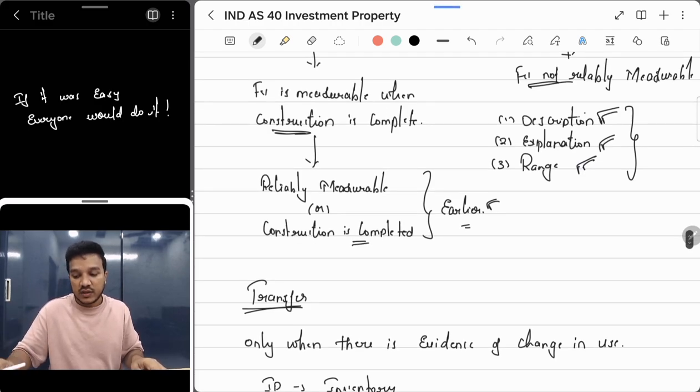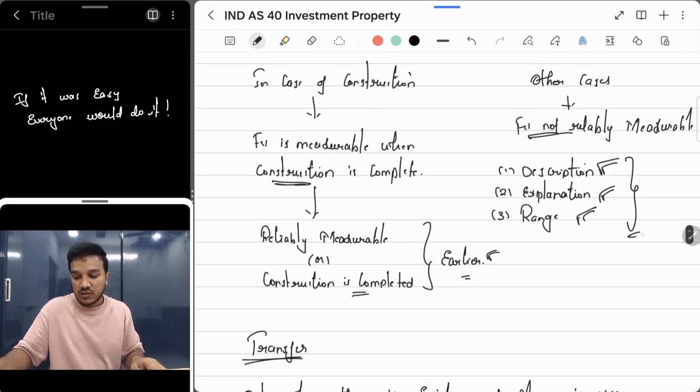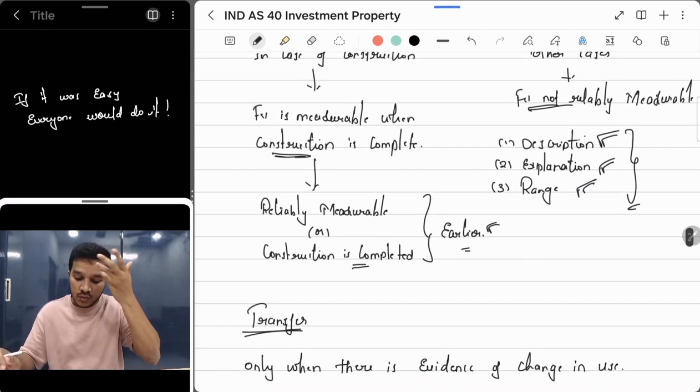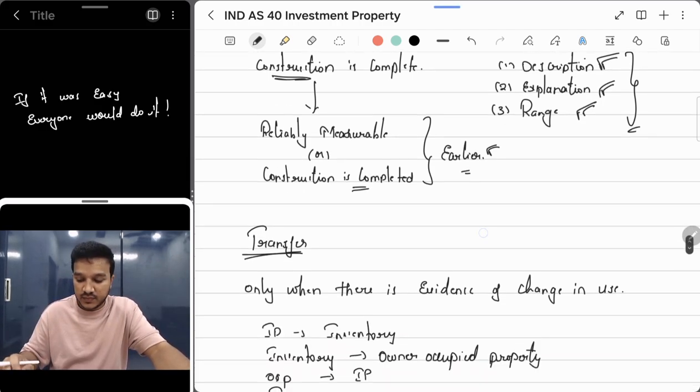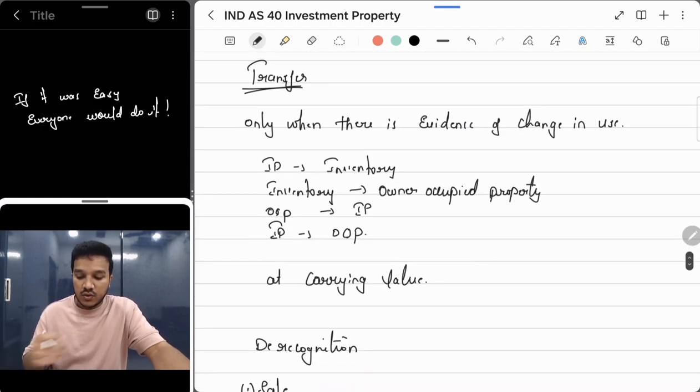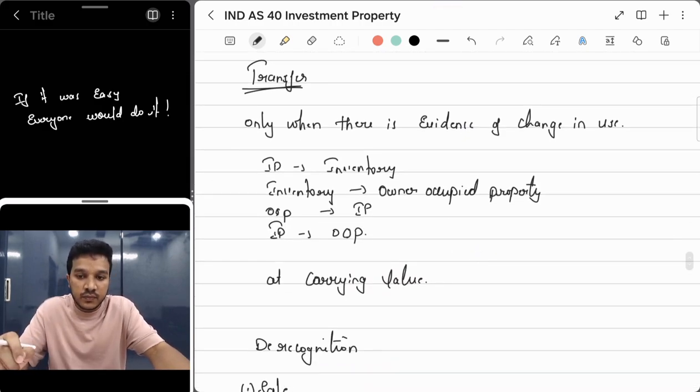All other cases you have to give this description, you have to give this disclosure, but for this, you will have to wait and see कि when you are able to reliably measure it or when the construction is completed, whichever is earlier.